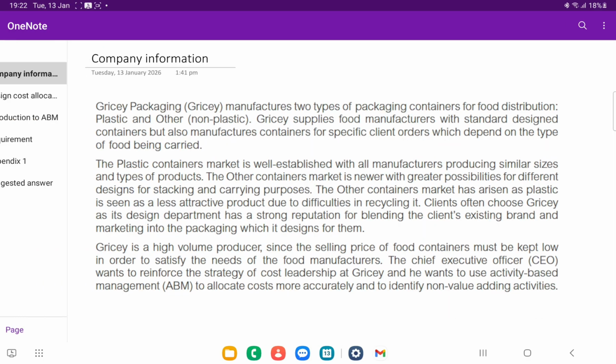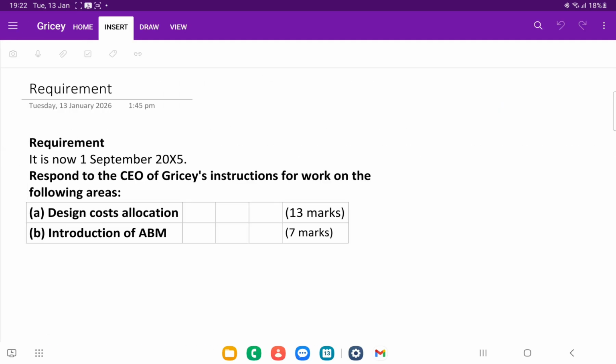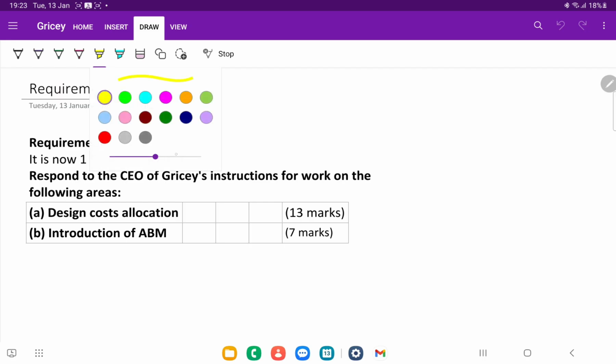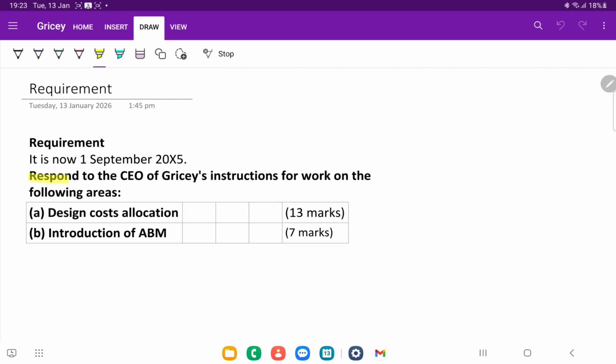Let's see what we can do here. Let's move through the requirement first. There are two basic requirements. The first requirement is to respond to the CEO of Griecy's instruction for the work on design cost allocation, that is for 13 marks, and introduction of ABM, that is for 7 marks, right? So approximately it's a 20 marks question, and 5 marks are professional marks, right?